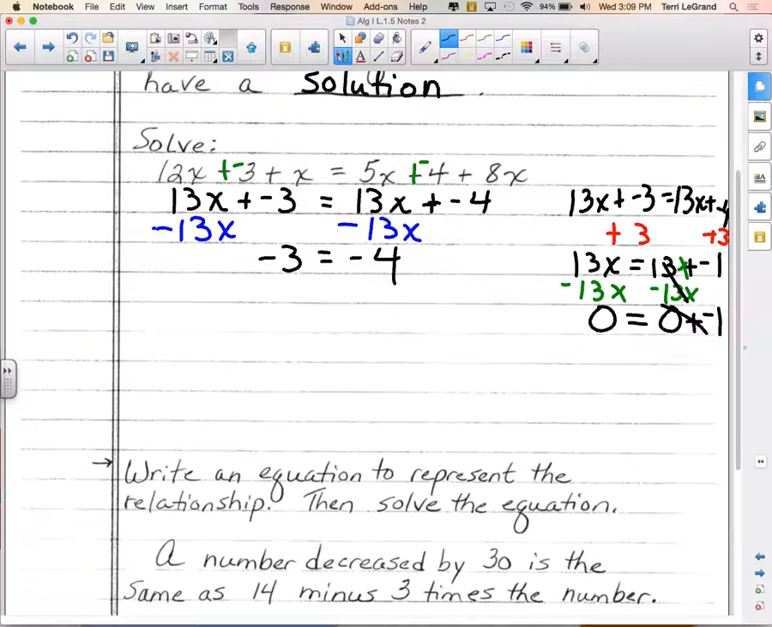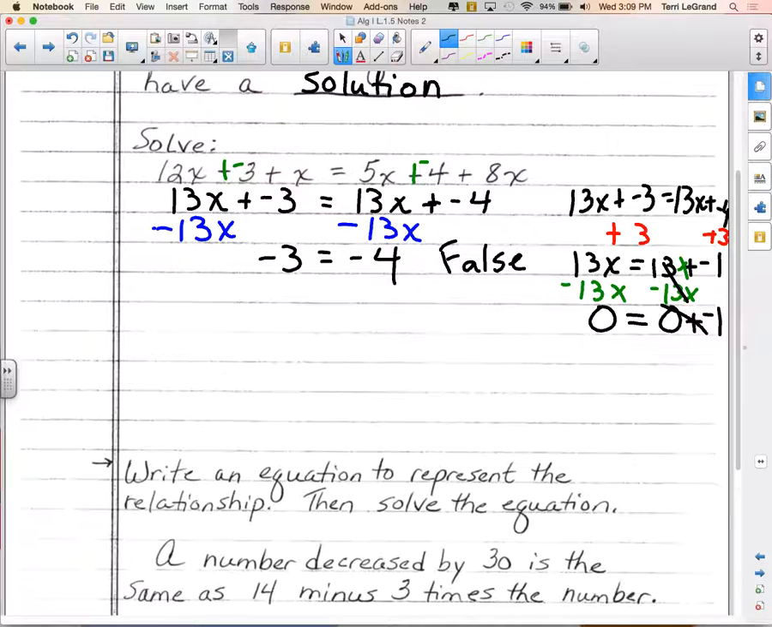What is true about this result? Are those resulting statements true? No, they are false. That is not true. Negative 3 does not equal negative 4. No way. 0 does not equal negative 1.